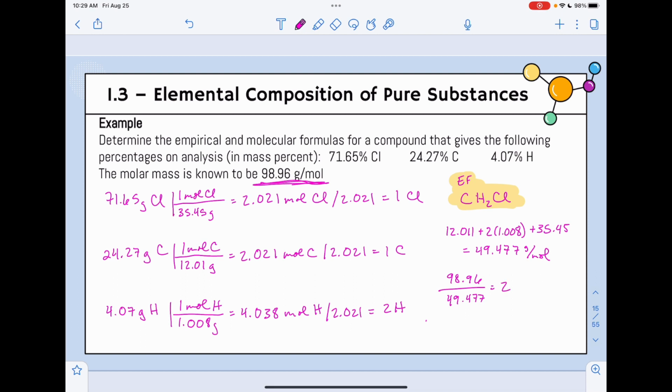That means my molecular formula is 2 times my empirical formula. So if I had 1 carbon, now I have 2, so C2. If I had 2 hydrogens, now I have 4, H4. And if I had 1 chlorine, now I have 2, so Cl2. And that is my molecular formula. If you want to check, your molecular formula should always be able to reduce to your empirical formula. If I divide all of the subscripts in my molecular formula by 2, I get my empirical formula. So I know that I probably did it correctly.